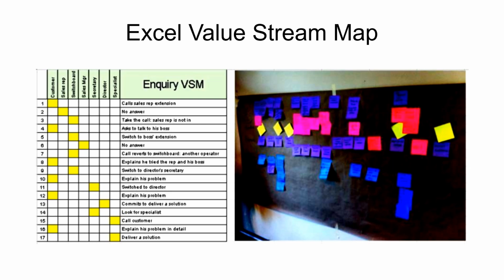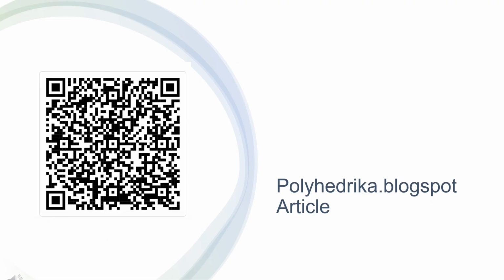To follow the value stream, you can follow a product along the manufacturing line or a customer order along the administrative value stream, like in Staple Yourself to an Order. We will analyze the alternative to post-its on the wall using Microsoft Excel. You can see this article in polyhedrica.blogspot.